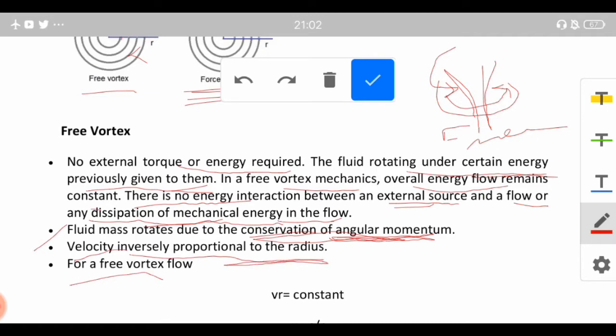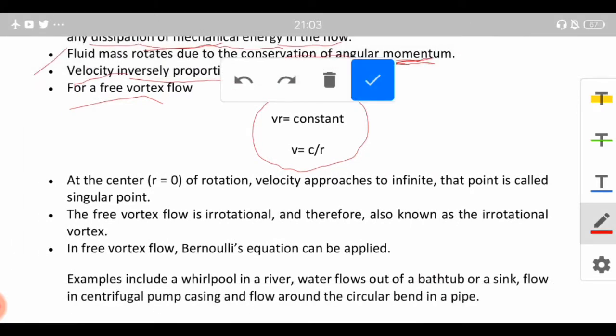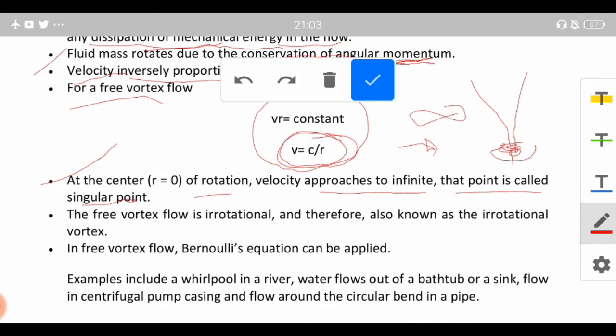And for a free vortex flow, we have Vr is equal to constant, or you can write V is equal to C upon r. At the center of rotation, r is equal to 0, velocity approaches infinity, and that point is called the singular point. So in a free vortex, near the center, the velocity will be very high, because the equation is v is equal to c upon r, and the radius is almost 0 over here, so therefore v will be tending towards infinity at the center of rotation, and that point is called the singular point.